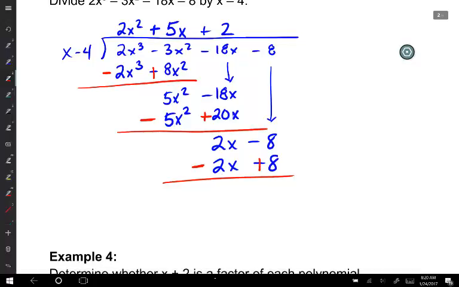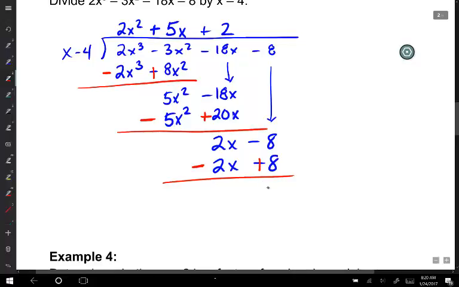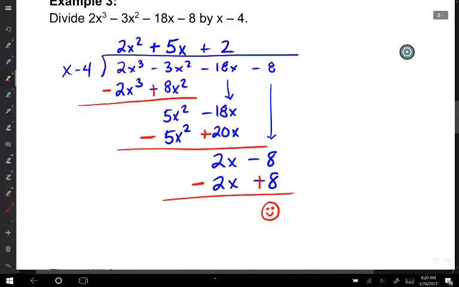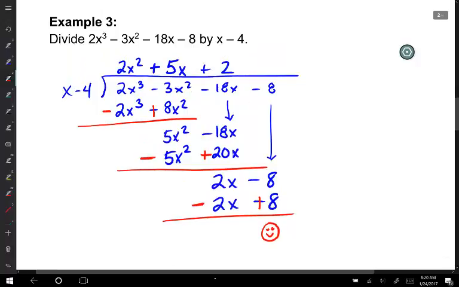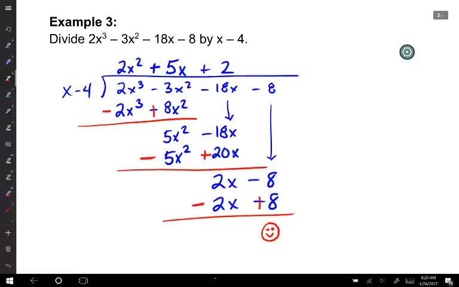And now what? Go through and add them up, right? What's left? Nothing. What does that mean? It's a factor. It goes in evenly, and there's no remainder. All of those things. So we just factored 2x cubed minus 3x squared minus 18x minus 8. And the factors are that and that.